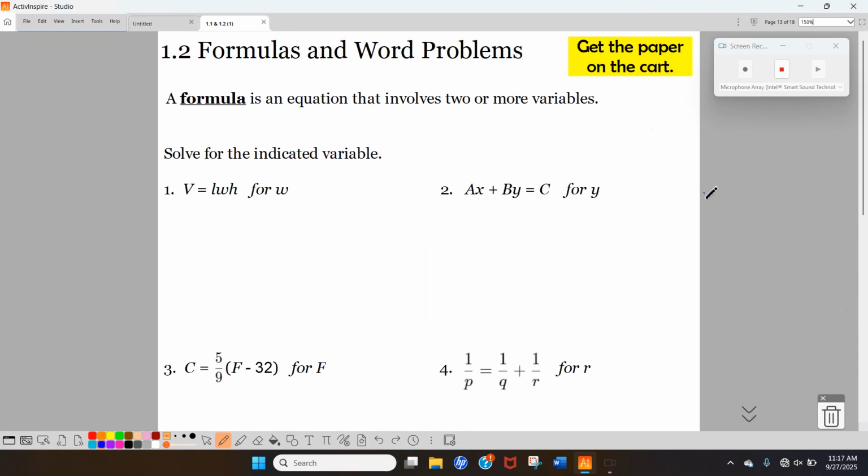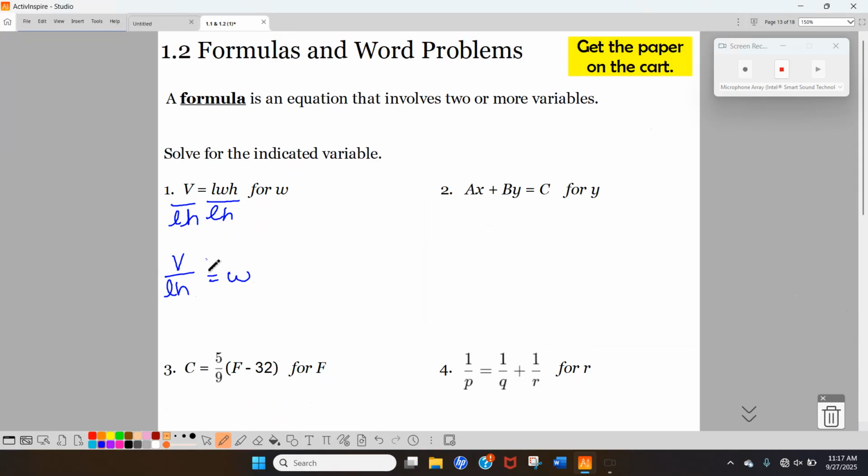All right, so if we're going to take this volume is equal to length times width times height and solve for width, these are all being multiplied, so we can just divide by the length and the height. And so V over LH is equal to W, and that's all there is to it.